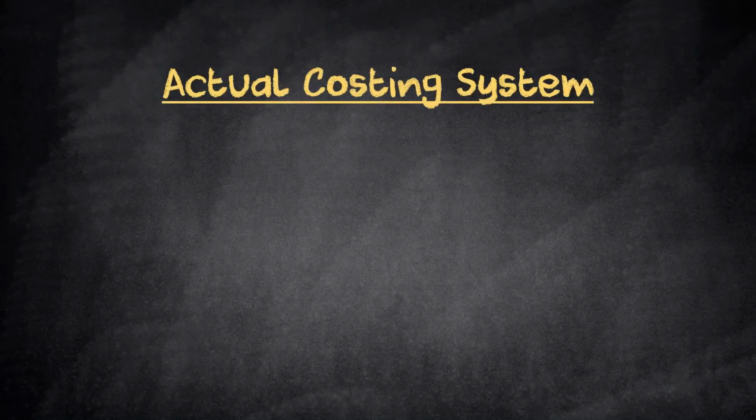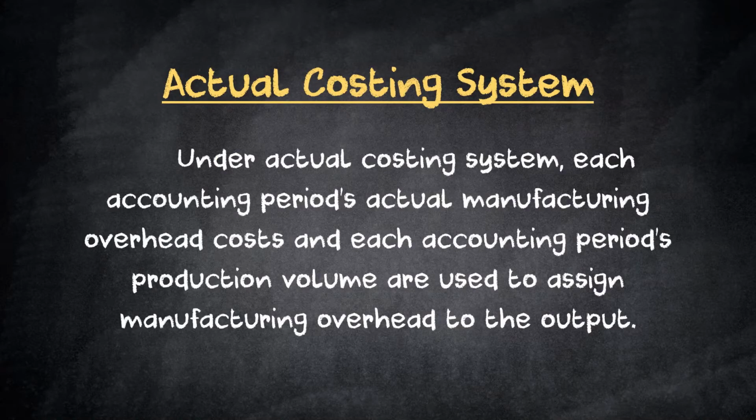Now, let's proceed sa dalawang costing system na maaari nating gamitin. First is the actual costing system. So to keep it simple, ang actual costing system ay ang paggamit ng actual incurred manufacturing overhead cost na nalalaman lamang after ng production period natin.